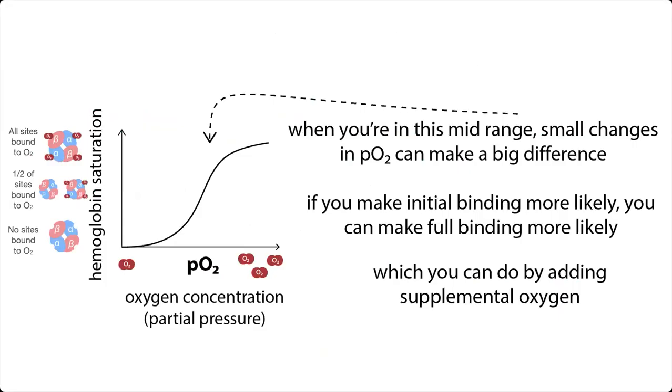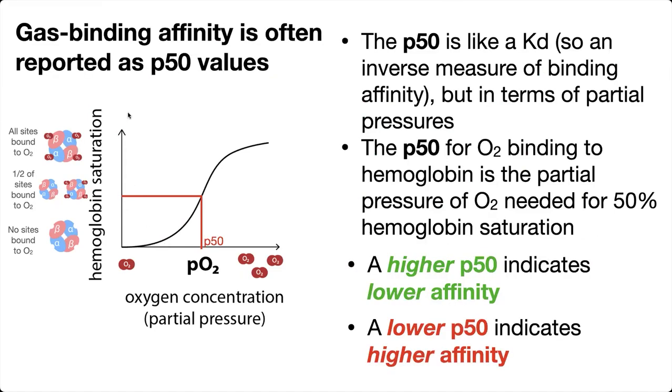So why is this useful? Well, if we take a binding curve for hemoglobin binding to oxygen, here on our hemoglobin binding curves, you're going to get used to looking at something like this. On our x-axis, we have the concentration of oxygen in terms of its partial pressure, so this PO2. And then on our y-axis, we have the hemoglobin saturation. And this is referring to all the copies of hemoglobin.